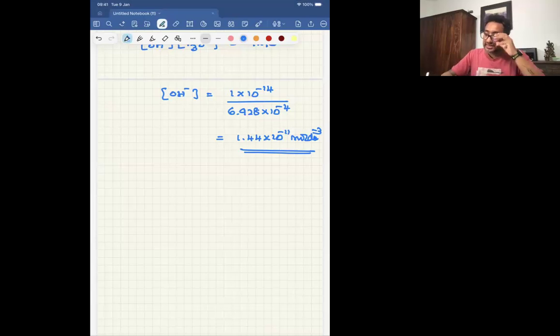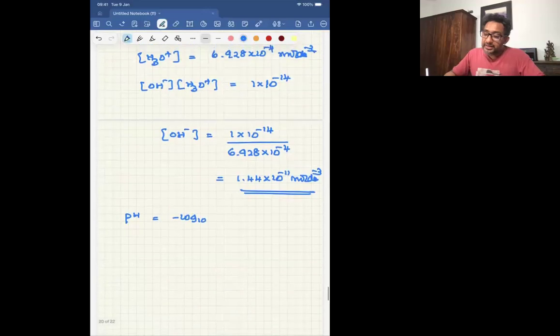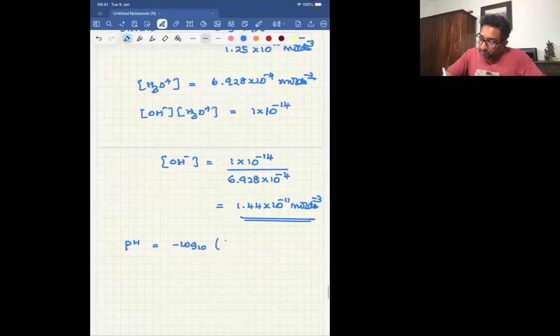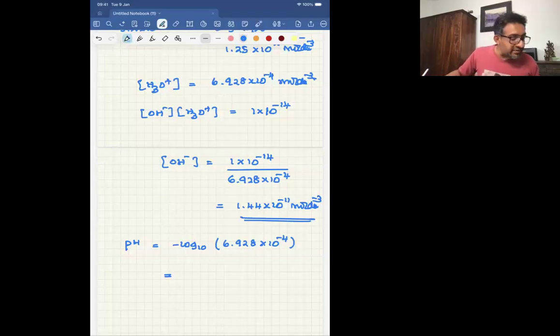Right. What is the pH? pH is equal to minus log 10 of the hydronium ion concentration. The hydronium ion concentration is 6.928 10 to the power minus 4. Then minus log of 6.928 10 to the power minus 4 is equal to 3.159. Everybody understood that?